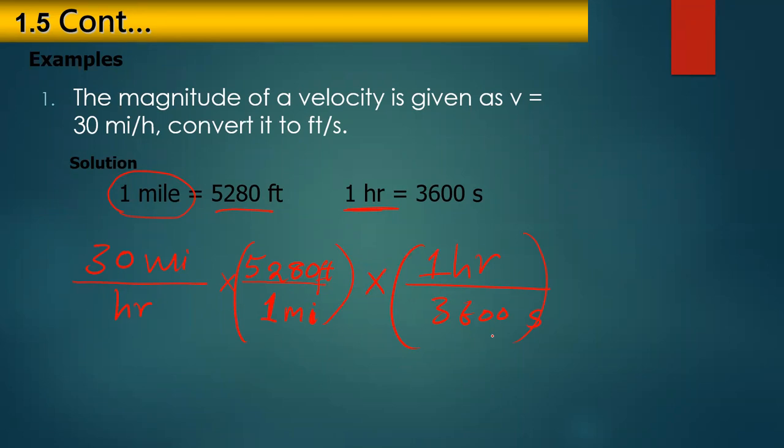Yeah. Okay, so we can see that this hour and that hour will cancel. Then this mile and that mile will cancel, meaning we're just going to remain with 30 times 5,280 feet, then everything divided by 3,600 seconds. So you can see that what we've remained with this side is what? Feet per second, and that's what they want. So this is just a matter of multiplying this using a calculator, and then you get the answer.